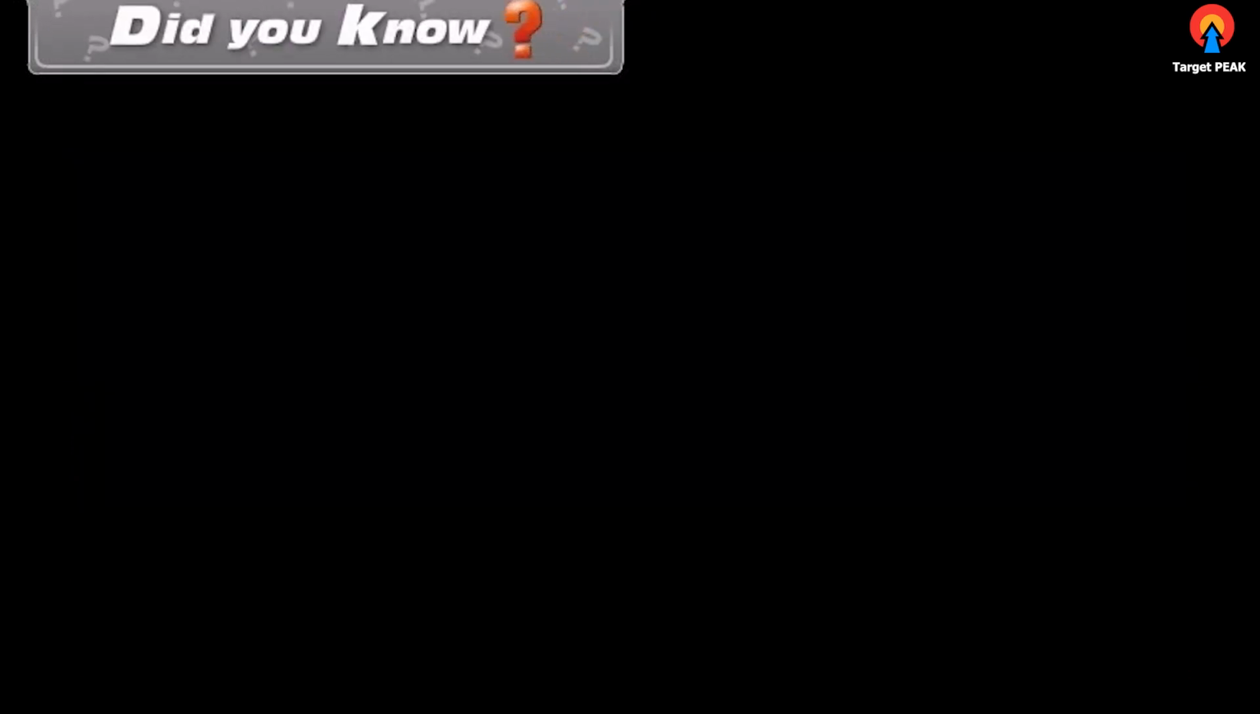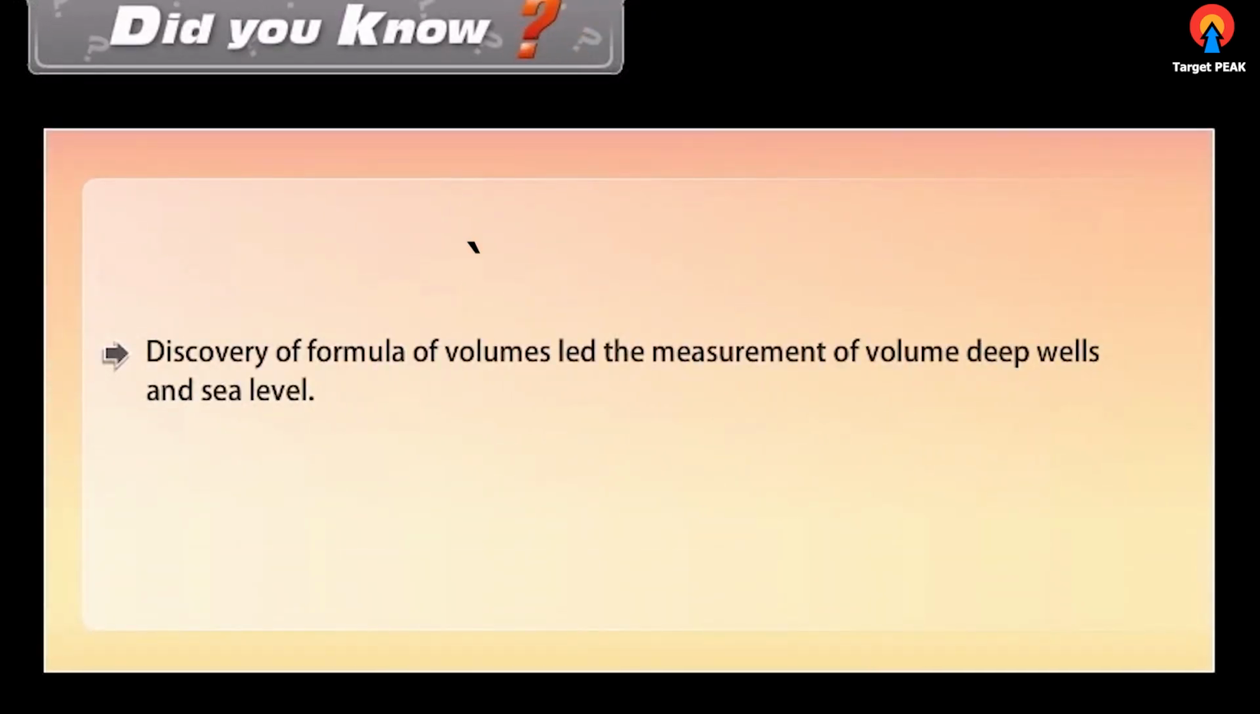Did you know? Discovery of formula of volumes led the measurement of volume of deep wells and sea level.